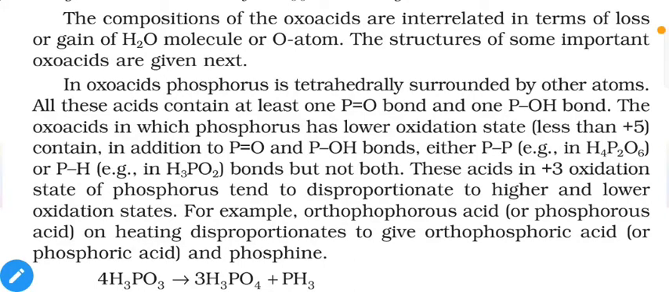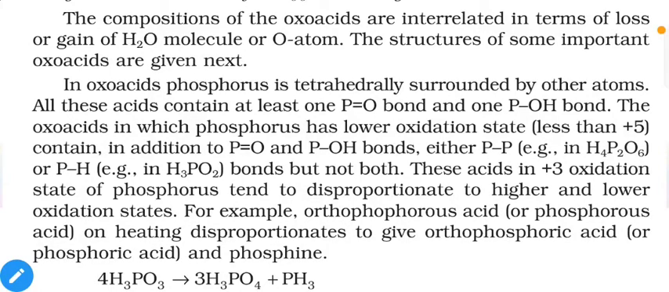In oxoacids, phosphorus is tetrahedrally surrounded by other atoms, so that means it should have sp3 hybridization. All of these acids contain at least 1 P=O bond and 1 P-OH bond. The oxoacids in which phosphorus has a lower oxidation state, less than plus 5, contain in addition to P=O and P-OH bonds, either a P-P bond, as for example in H4P2O6, or a P-H bond as in H3PO2, but not both. At least one will be present.